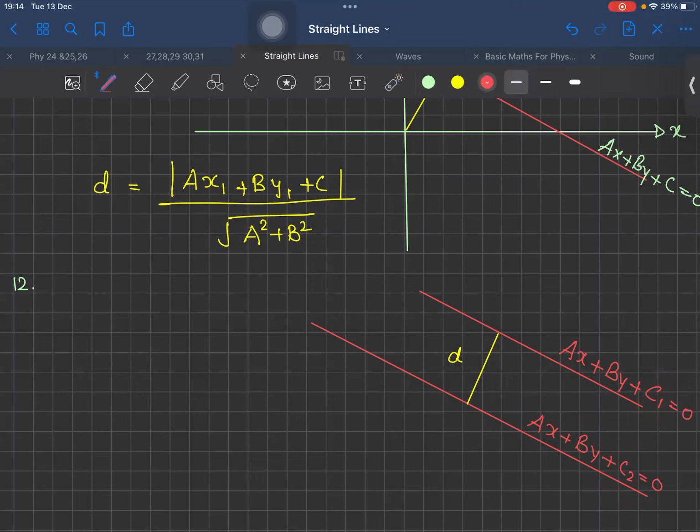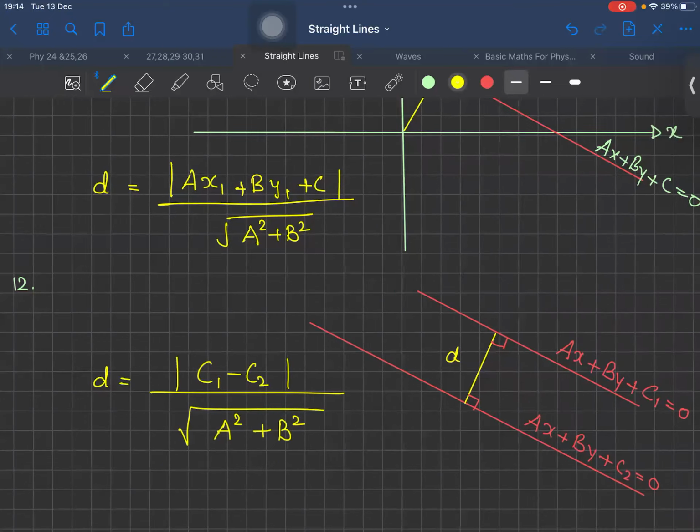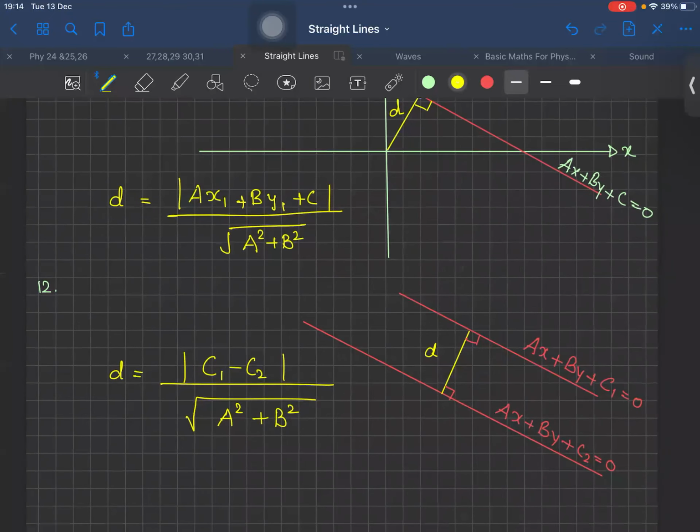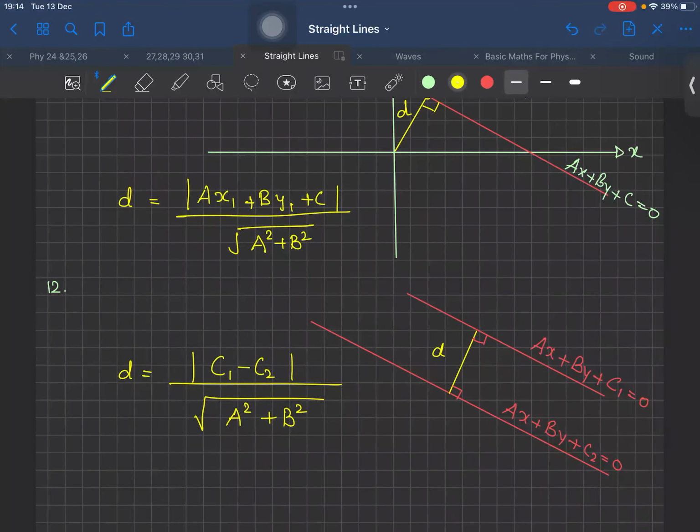Now this d is perpendicular to both. So how will you find d? We can find d using the modulus of c1 minus c2 divided by the square root of a square plus b square. These are the things that we studied till now, and these are the only things in your syllabus that you need to study.